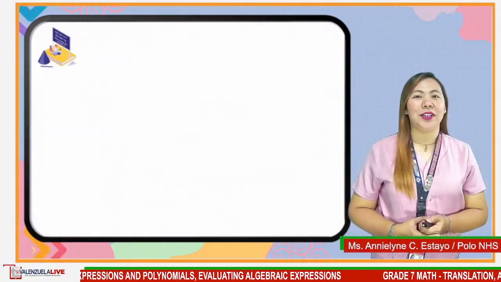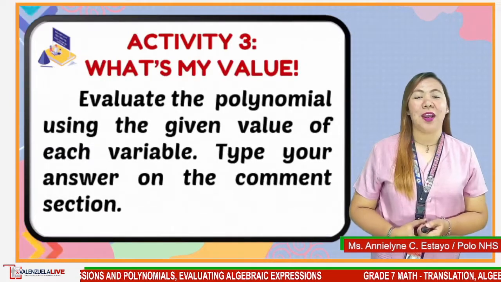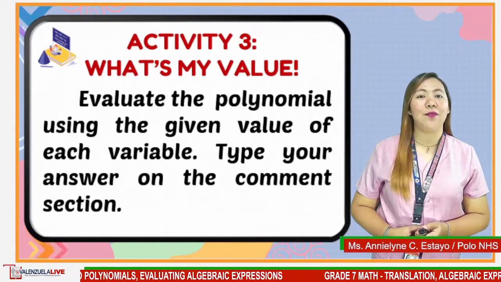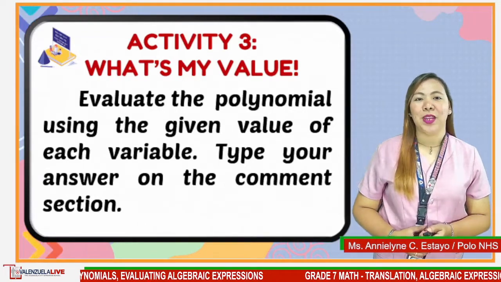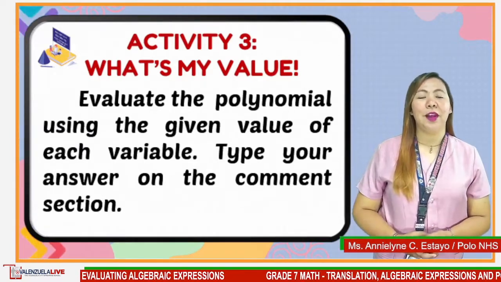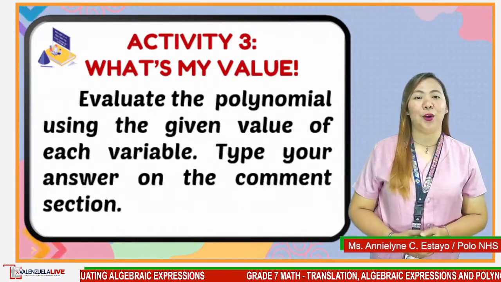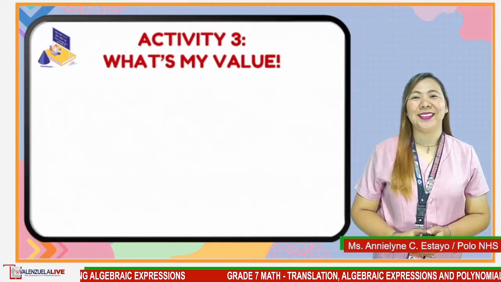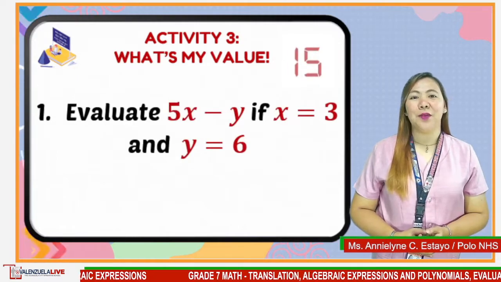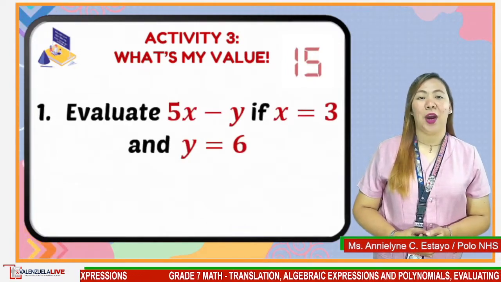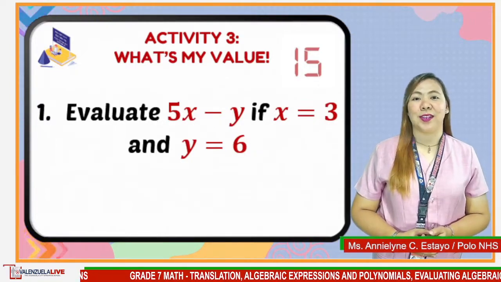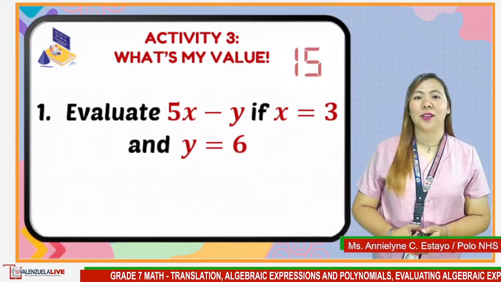For our third activity, what's my value? Evaluate the polynomial using the given value of each variable. Type your answer on the comment section below. You will be given 15 seconds to key in your answer. Number 1. Evaluate 5x minus y if x is equal to 3 and y is equal to 6. Your 15 seconds starts now.